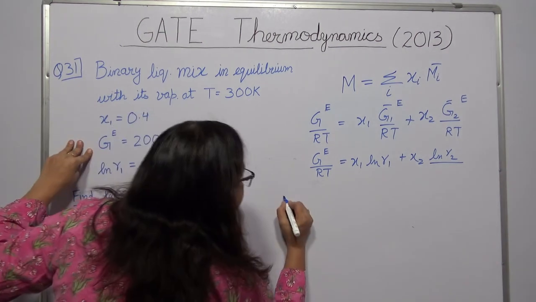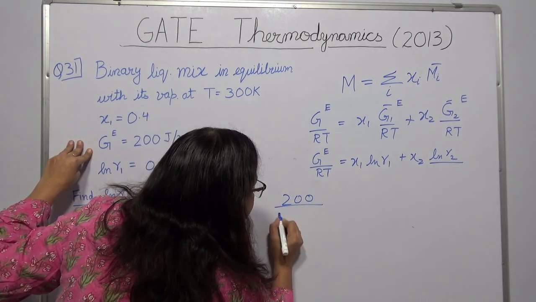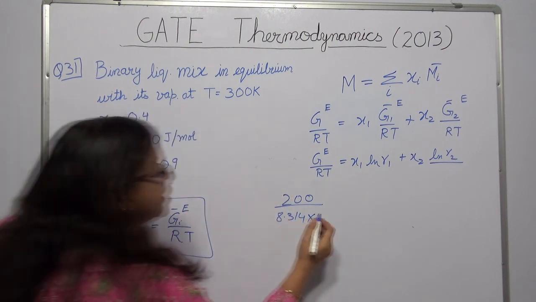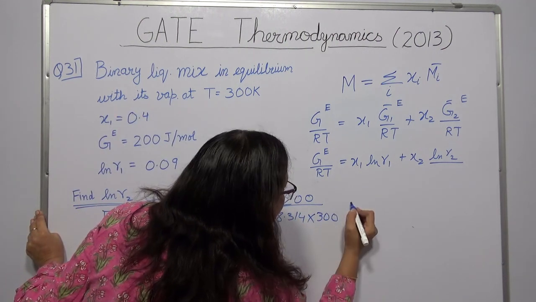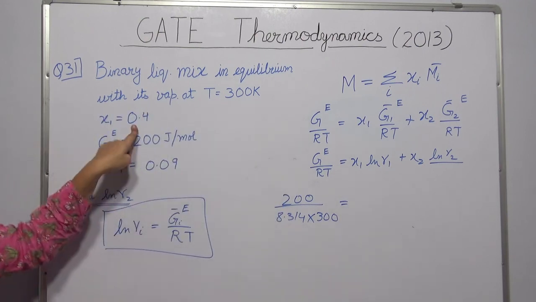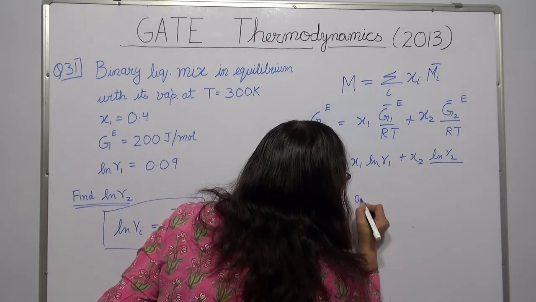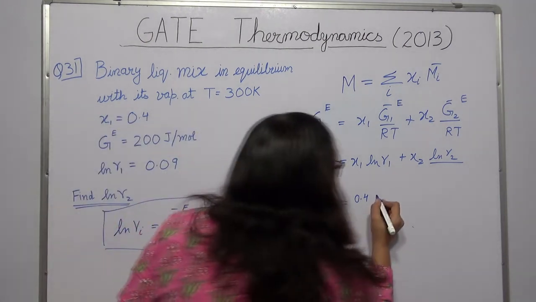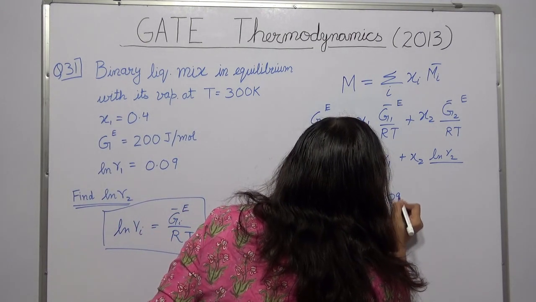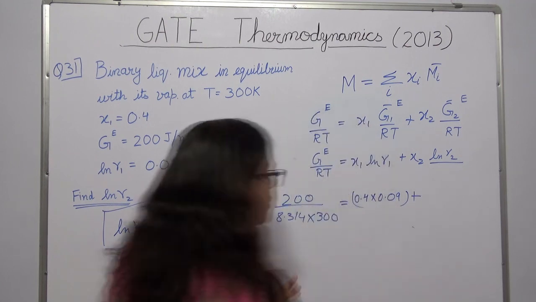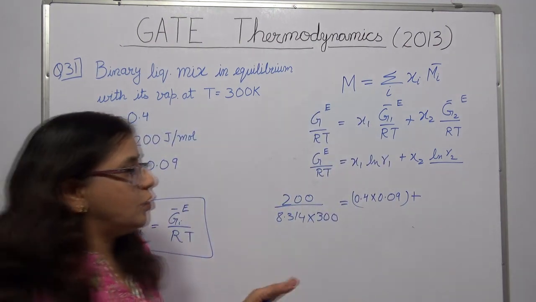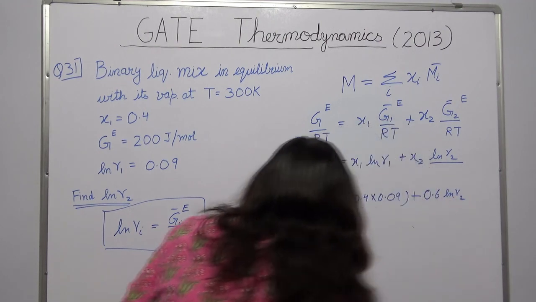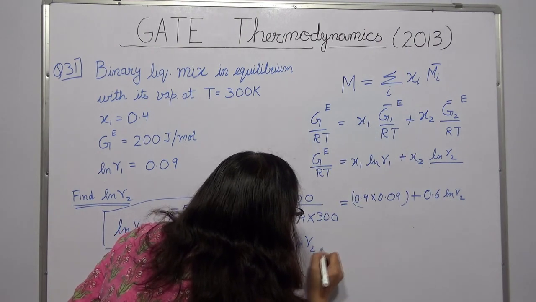So your GE is 200, R is 8.314, temperature is already given in Kelvin, so I don't have to bother about it. x1 is 0.4, so 0.4 multiplied with ln gamma 1, which is given as 0.09, plus what is x2? 1 minus x1, that is 0.6 ln gamma 2. This is a very simple equation.